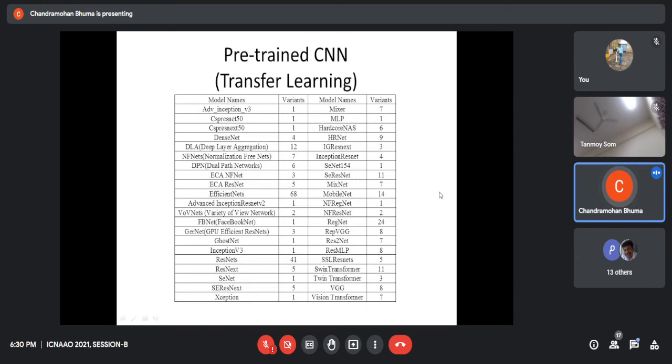I used pre-trained convolutional neural networks by using transfer learning. As I said, transfer learning is a learning strategy where the network is trained on one data set, like ImageNet, and it is used for some other data set, like this Parkinson data set. I have used around 300 plus convolutional neural networks. Most of these are state of the art, present convolutional neural networks, and there are wide varieties of structures here.